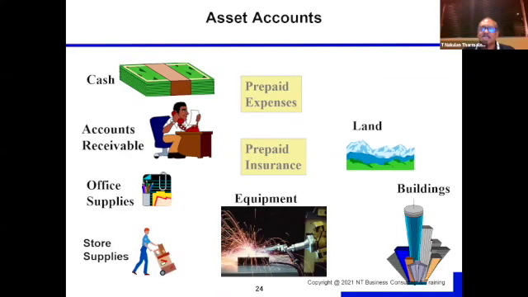These are all the assets you could have in your business. Cash is an asset. Accounts receivable is the monies you have billed your customer or client, who owes you. It is known as receivable. You have office supplies, store supplies. If you buy equipment, computers for your business, or if you have a building or land used in your business, or you have prepaid expenses in advance, all these are assets.